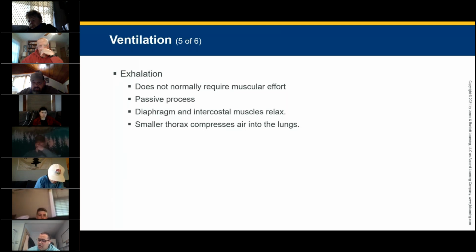So to recap, inhalation is an active process. You have to actually suck the air in. Exhaling, the chest gets smaller, which pushes the air out on its own. It's not an active process.